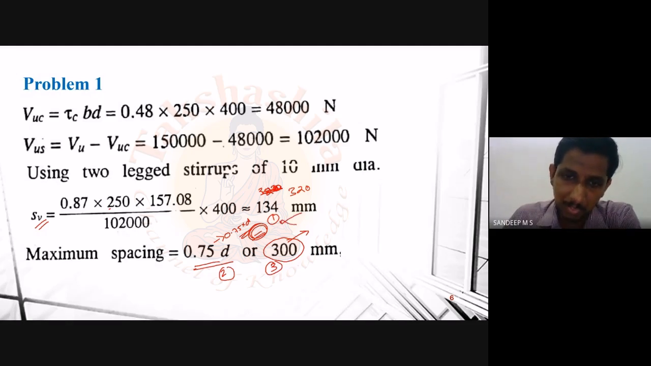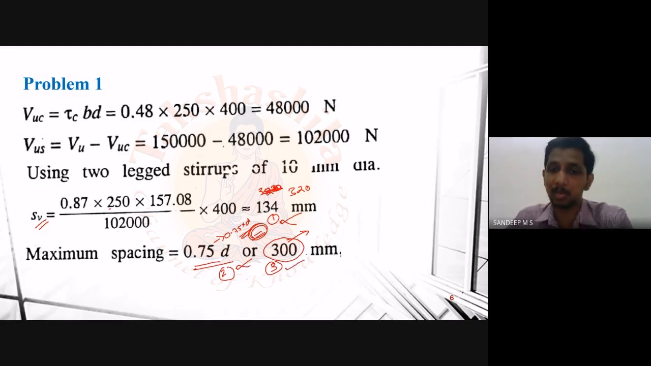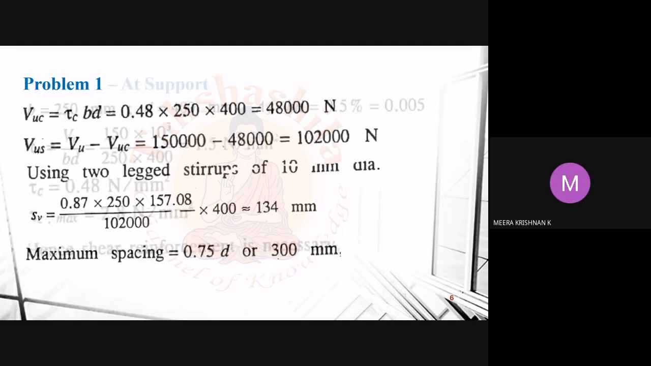If this is not the smallest, in some cases, this may be the smallest value. So in that case, you have to provide this spacing. Even though we are getting another value here, we have to provide only this spacing. In some cases, this will be the smallest one. In both the cases, you may be having a higher value, but this will be a smaller value. So you have to provide it at a spacing of 300 millimeters. Okay, sir. Yeah. So that's it.